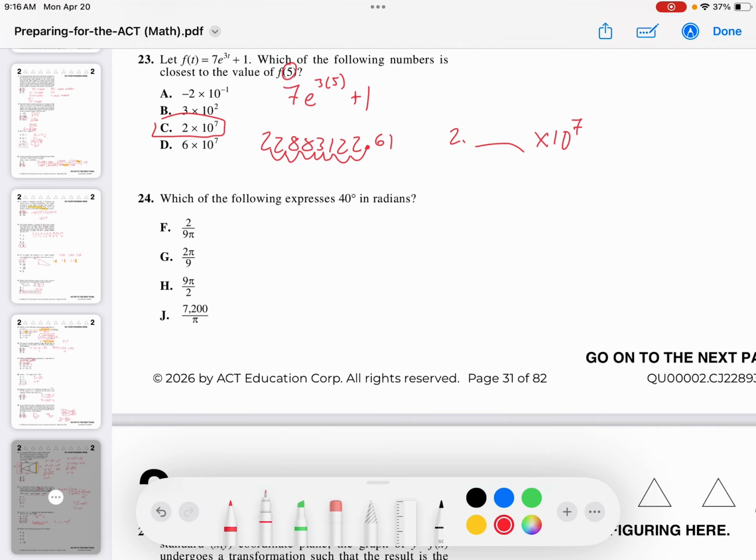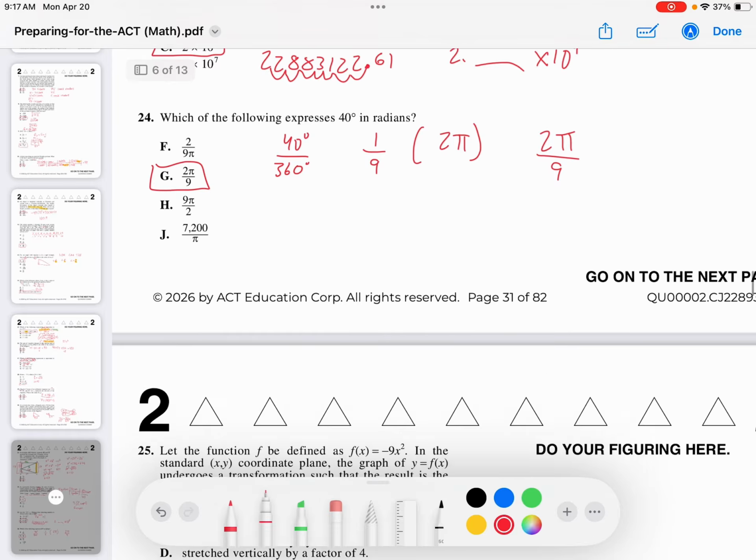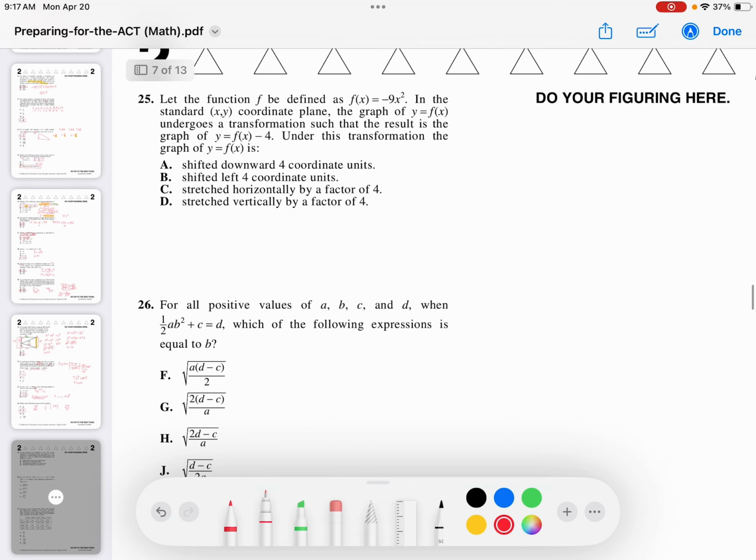Which one of the following expresses this in radians? Radians is not something I'm super strong with. So let's see, 40 degrees in radians. 40 degrees out of 360 degrees of a circle should be 1/9, and I believe a circle should be 2 pi. So if I multiply those together, I believe it should be 2 pi over 9. I know that's not much of an explanation, but I believe that's the right answer. If you want a stronger explanation, I can give it to you in person. Again, this is just my raw attempt at this test.